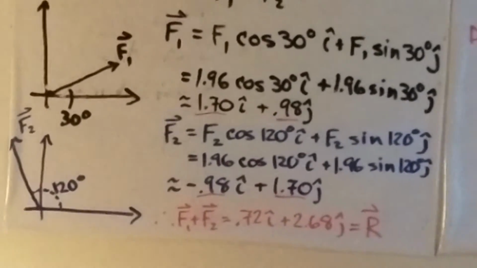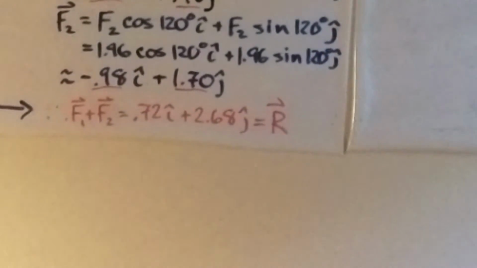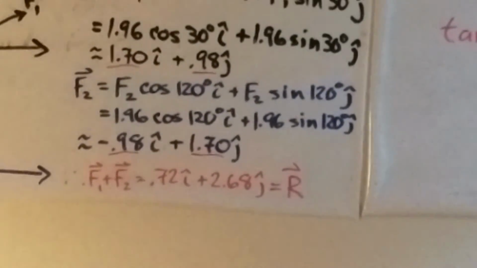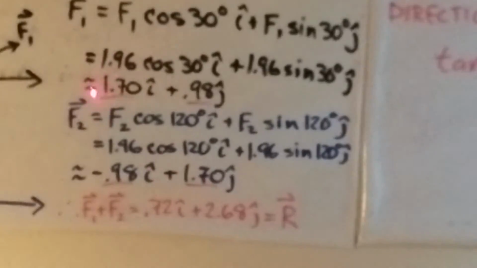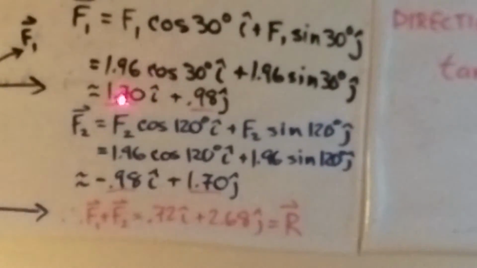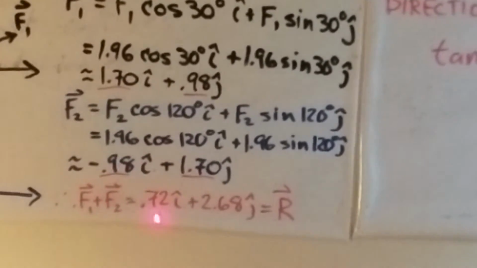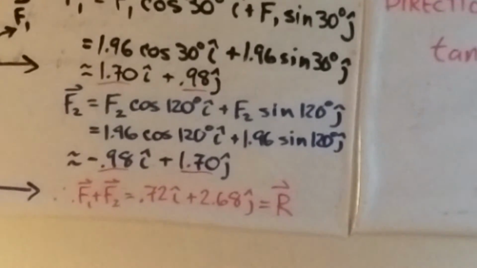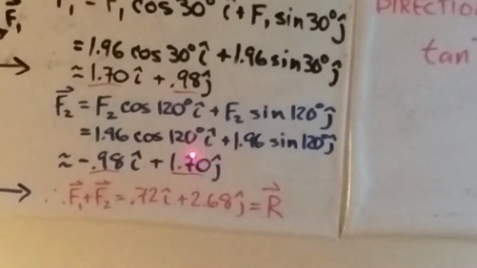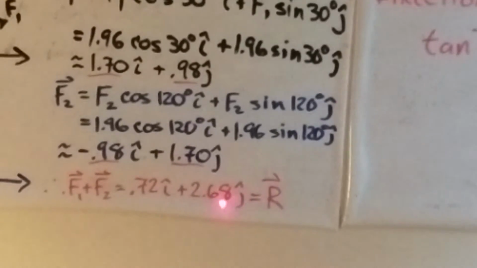So let me zoom in a little bit here, because essentially all I'm doing to find R is simply adding the X components, or the I-hat components. So 1.7 minus 0.98 and we get 0.72, and same thing for the J-hat components. So 0.98 plus 1.7 gives me about 2.6 J-hat.